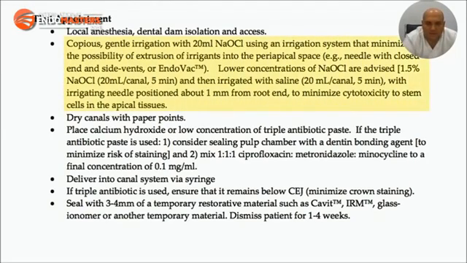As far as irrigation techniques concerns, they suggest copious gentle irrigation with 20 ml of sodium hypochlorite with negative pressure irrigation in order to avoid extrusion of the irrigant beyond the apex, and they suggest lower concentration of sodium hypochlorite, 1.5%, 20 ml per canal for 5 minutes, and then irrigated with saline 20 ml per canal for 5 minutes, with the irrigating needle position about 1 millimeter short from the root end to minimize cytotoxicity of stem cells in the apical tissue.